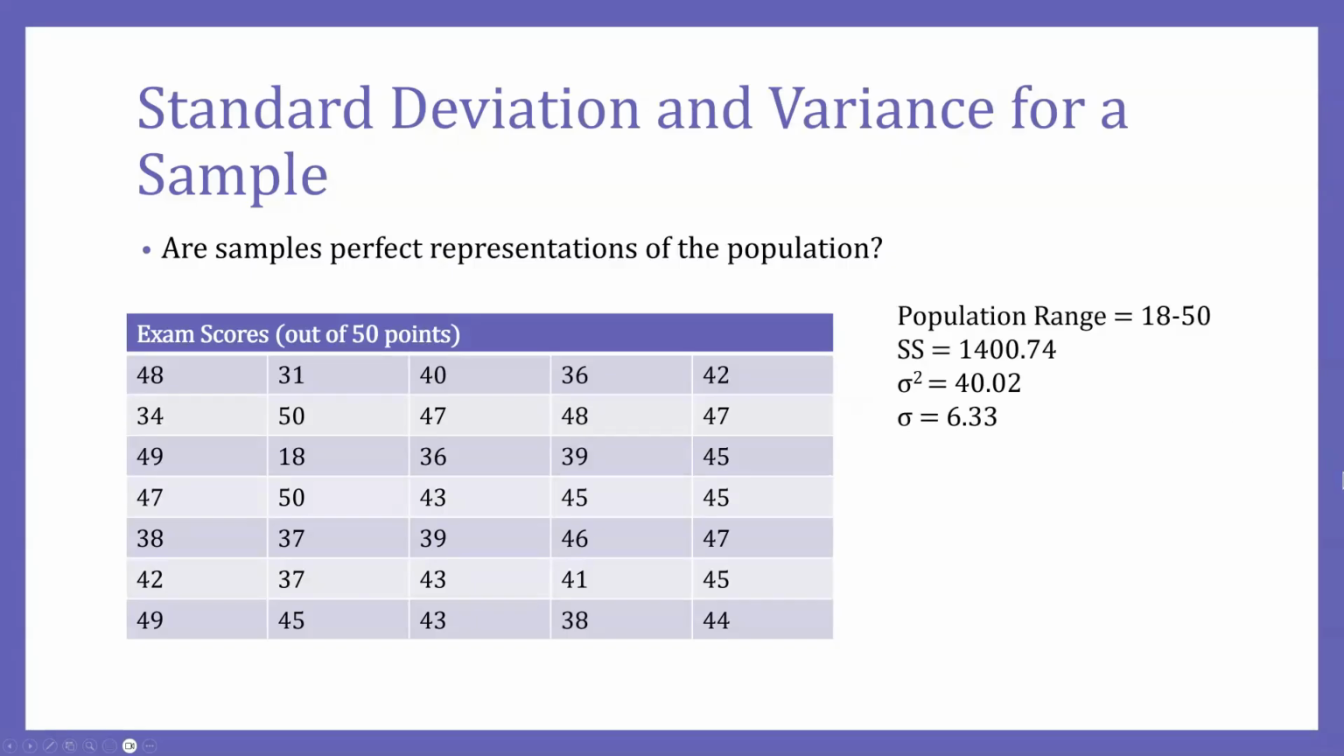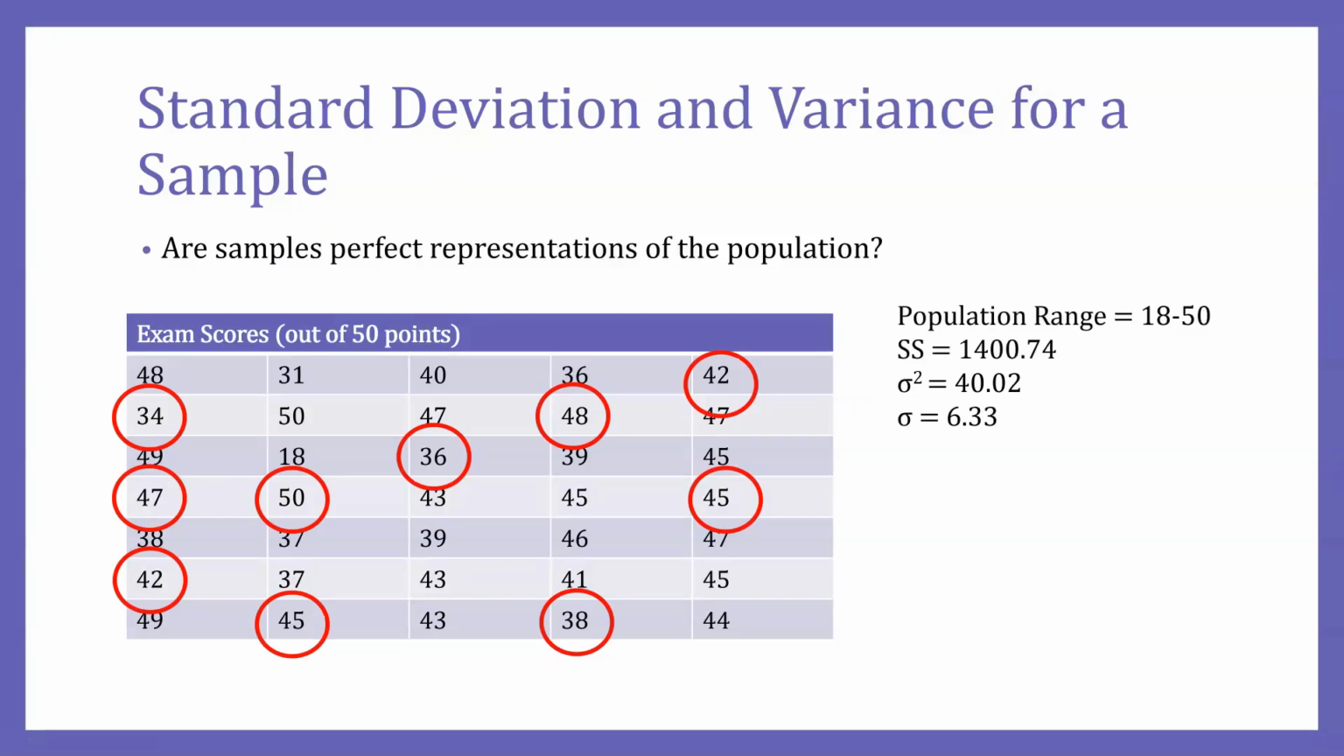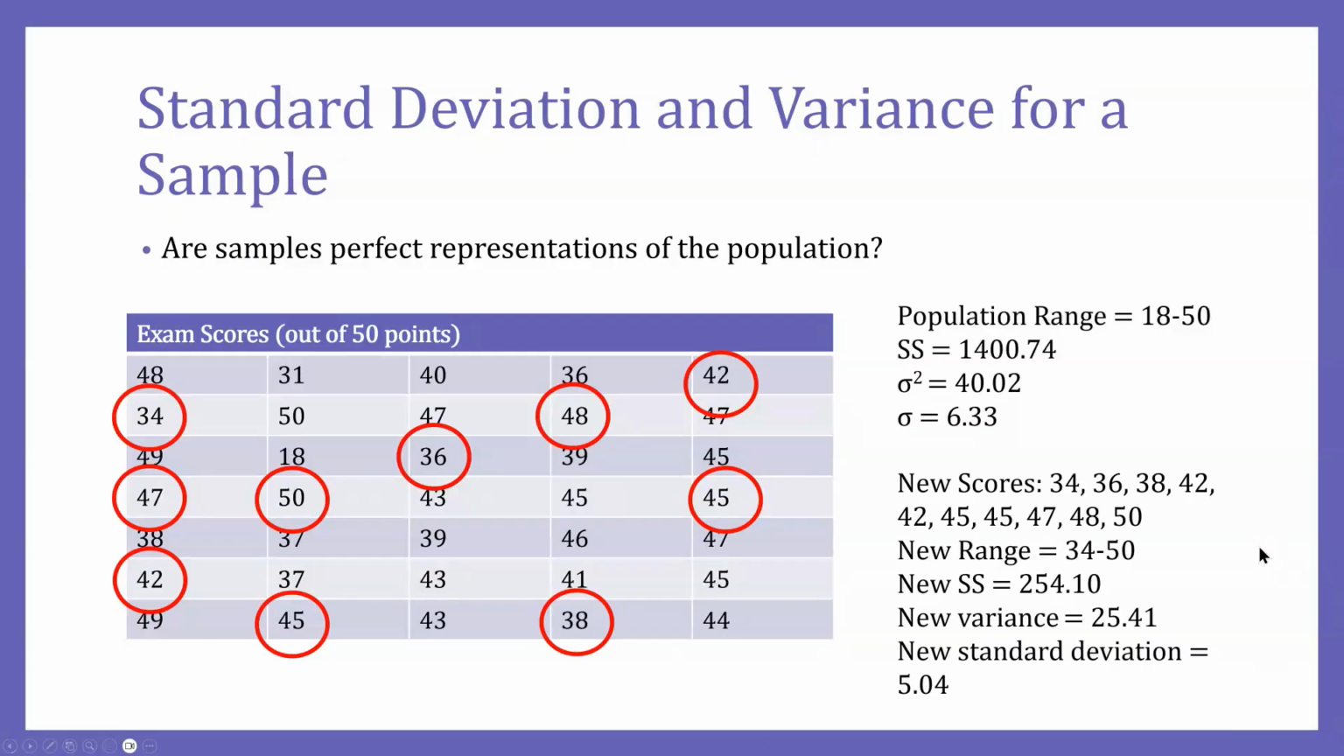Now, say I didn't want to look at everybody in the class. Instead, I just take a sample of 10 students. And so maybe I just randomly select, I just draw out of a hat, and I pick these 10 students. So now if I were to look at the variability of these scores, here are my new set of scores.